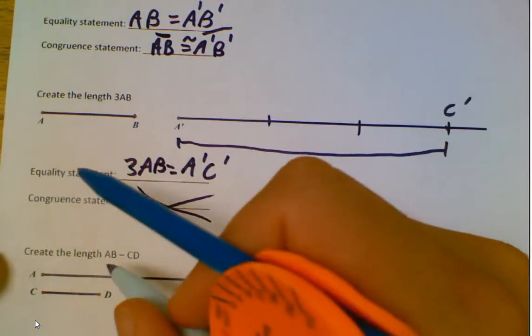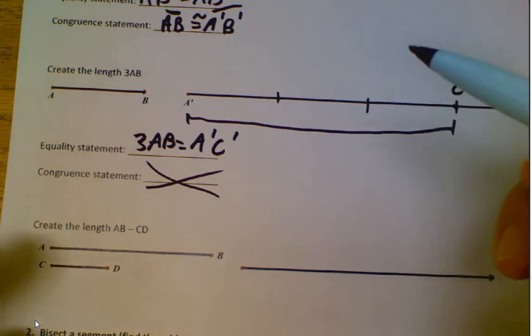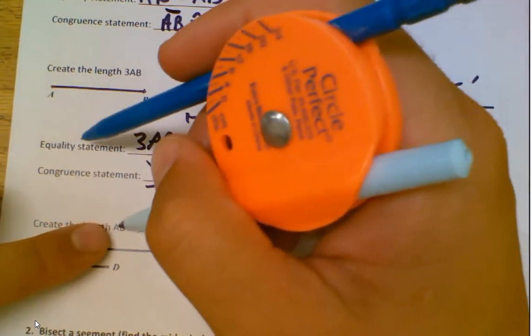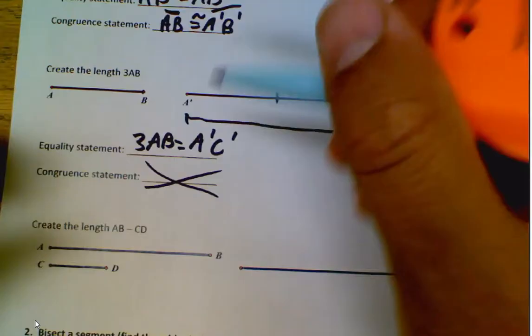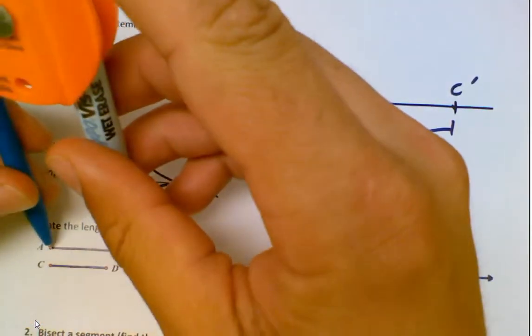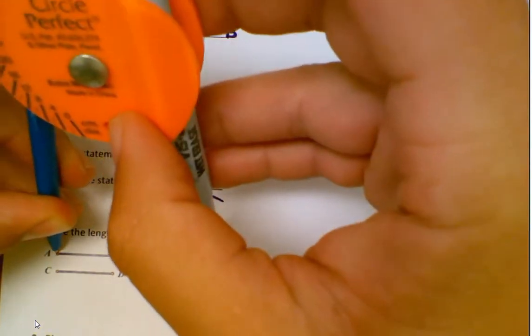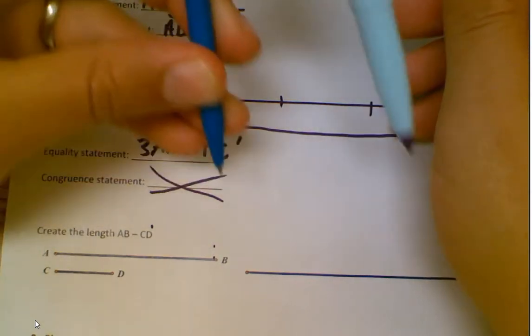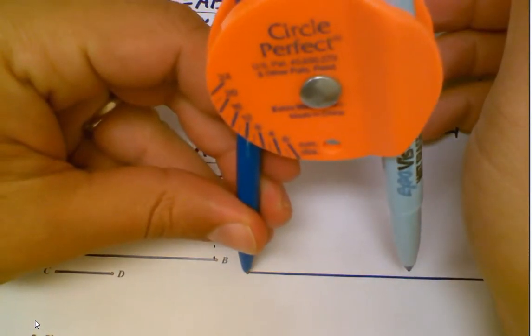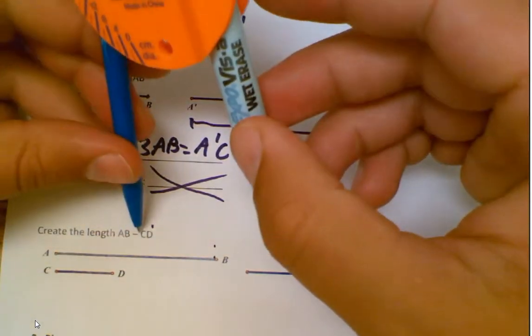All right. Okay, so create the length AB minus CD. So what this is, it's the length of segment AB subtract the length of CD. So the way we do that is we're going to measure from A to B with the compass, not a ruler, with the compass, like that. All right, and we'll put that over here. Okay, and now we need to subtract the length of CD.